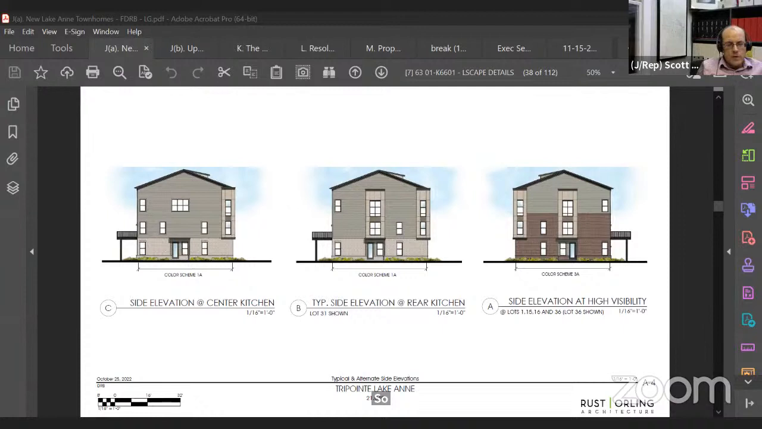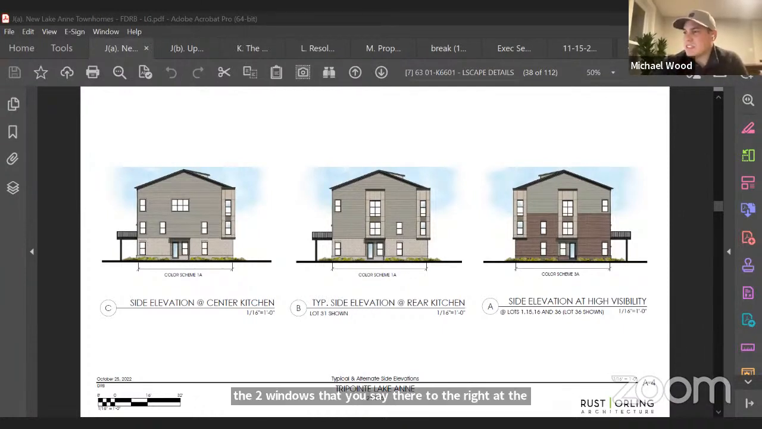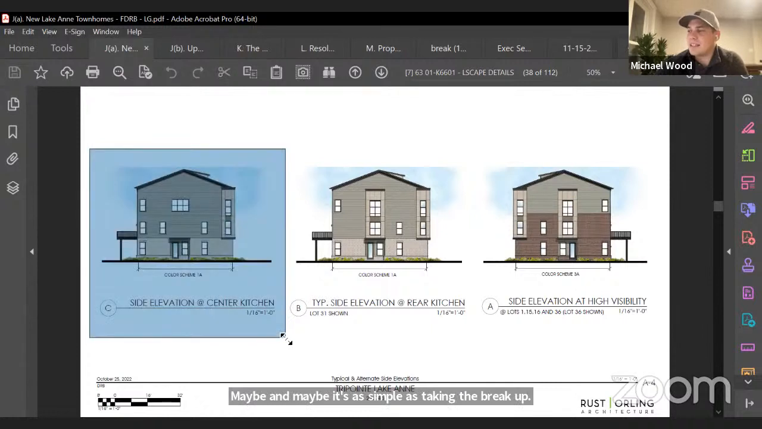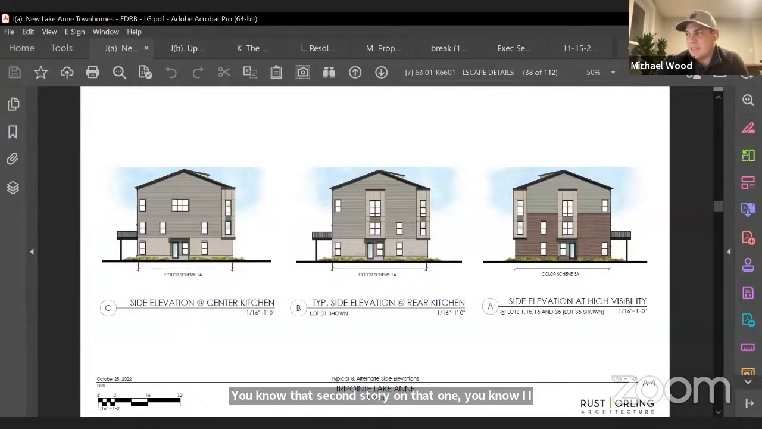Yes, the two windows that you see there to the right of the door. That is correct. Okay. I feel like that elevation C, let's call it, just needs more. It's as simple as taking the brick up the second story on that one. I don't know. It just seems like it's not relating to the other end units.